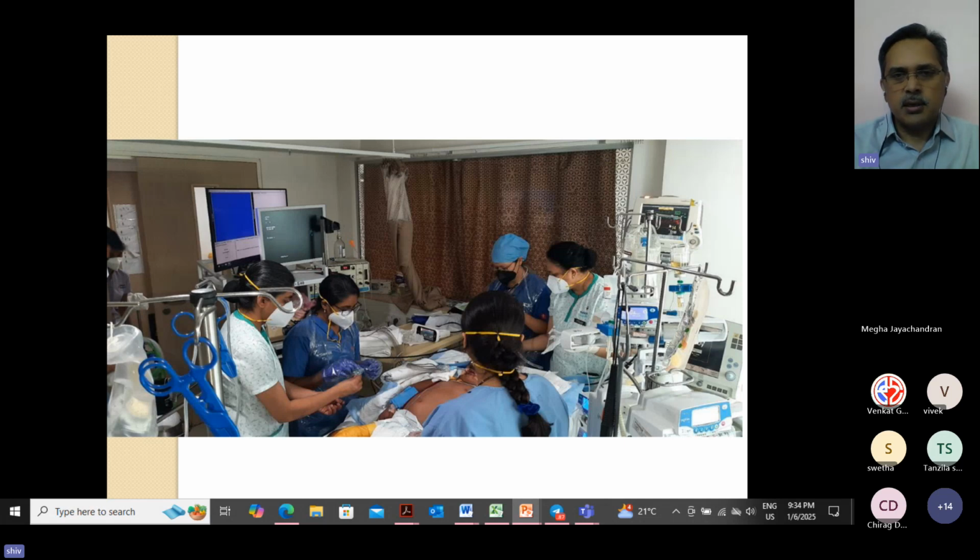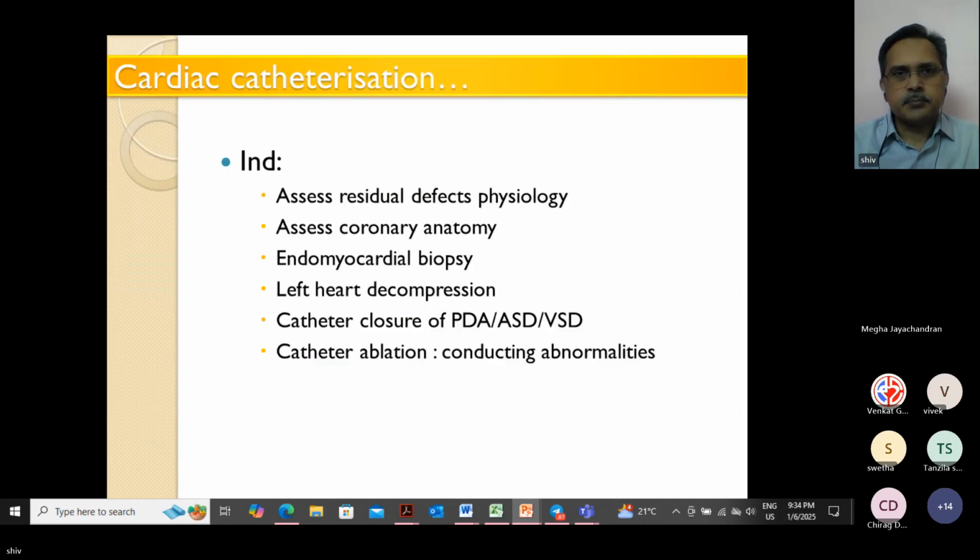We see the pulmonologist doing it for us, and the pediatric ICU team closely monitoring and supporting the whole procedure.